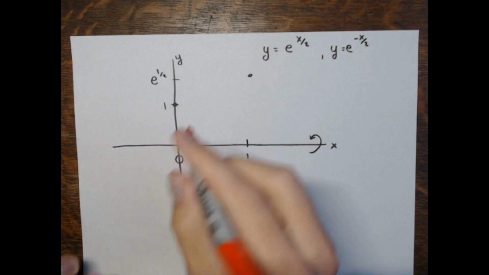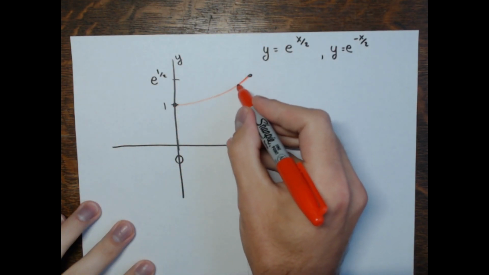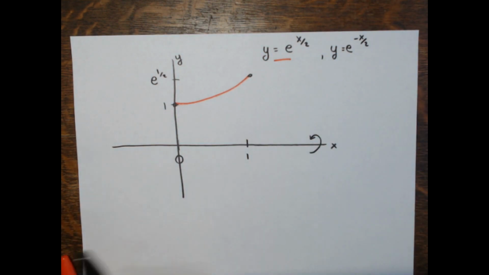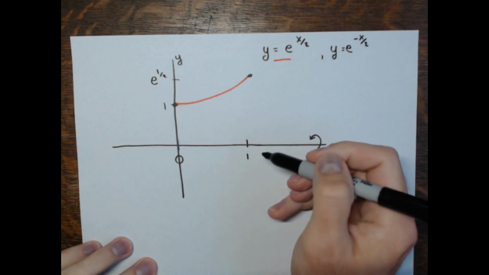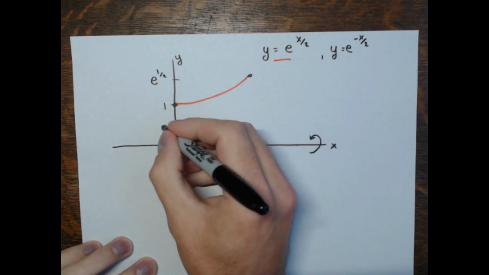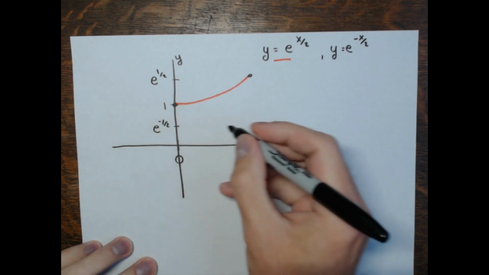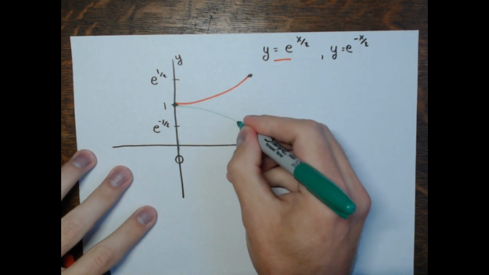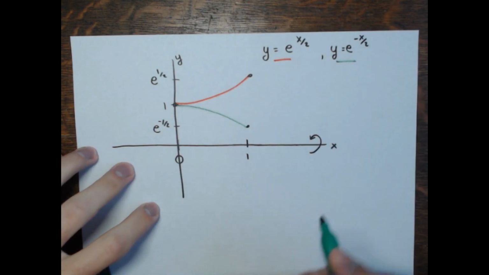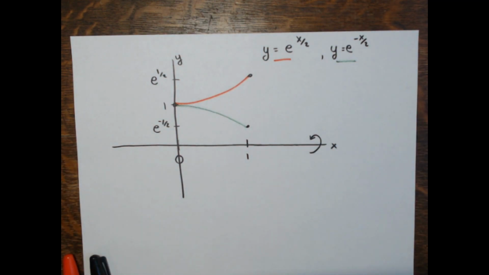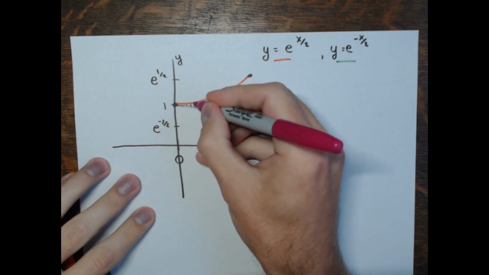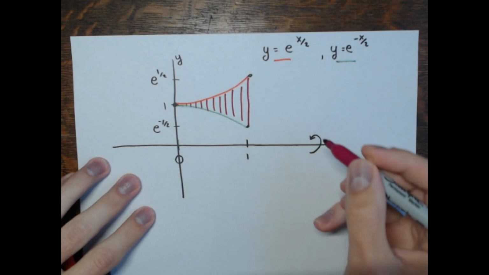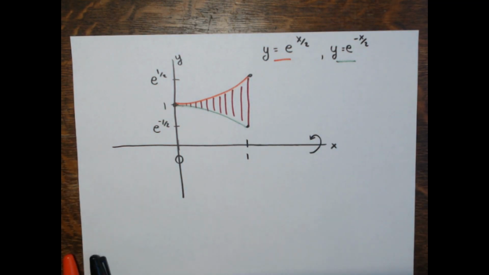So here's that curve. Right, that's this curve here in orange. And then e to the negative half, that's 1 over the square root of e, which would be less than 1. e to the negative half would be down here when x equals 1, and I'll make this a green curve. That's this curve here. And then the region we're talking about is between these two curves over the interval from 0 to 1. There we go, right? And we're rotating around the x-axis.